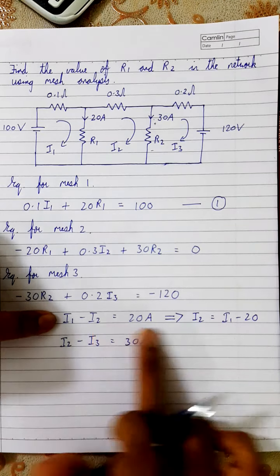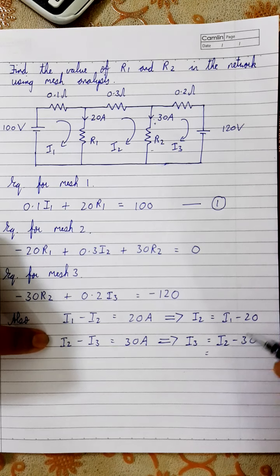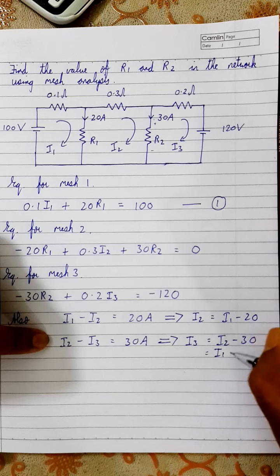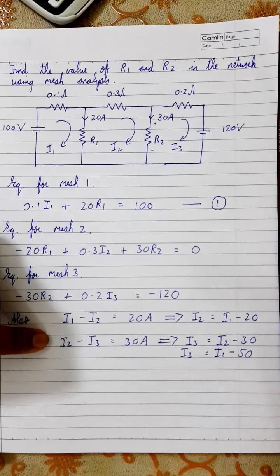So I can substitute I1 minus 20 over here. And what about over here? Here also, I3 is equal to I2 minus 30. But what is I2? I2 is I1 minus 20. So this is basically I1 minus 20 minus 30, which is minus 50. Therefore I3 is equal to I1 minus 50.